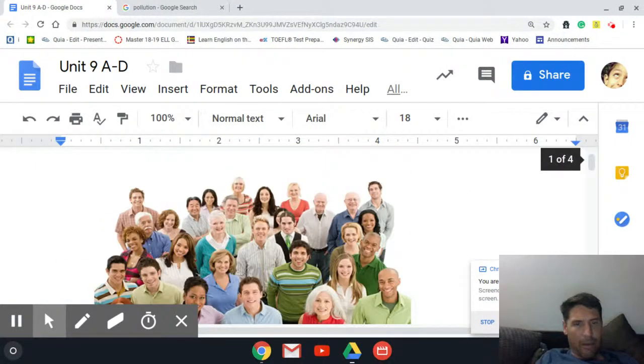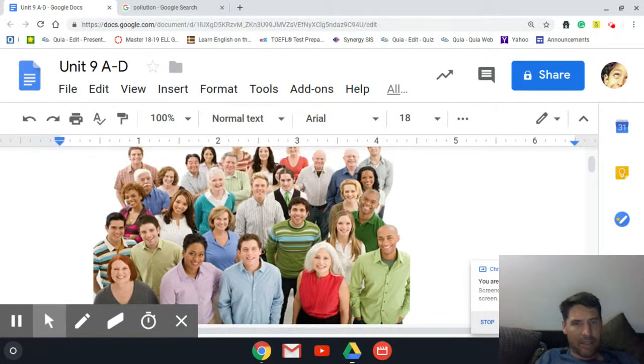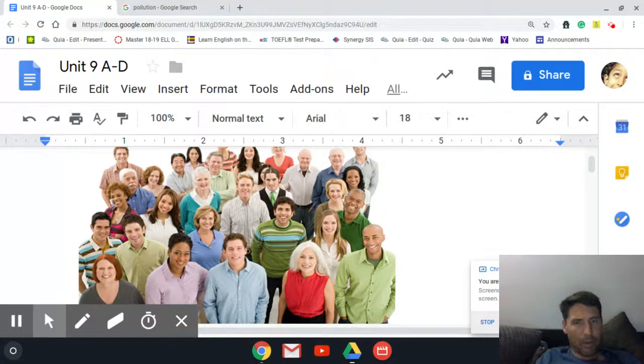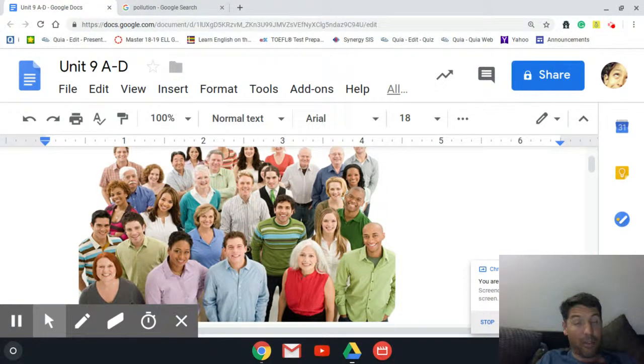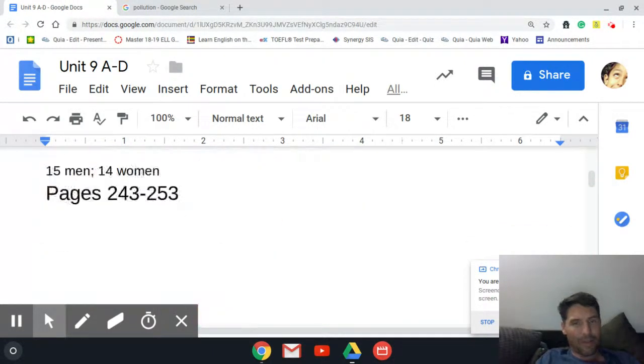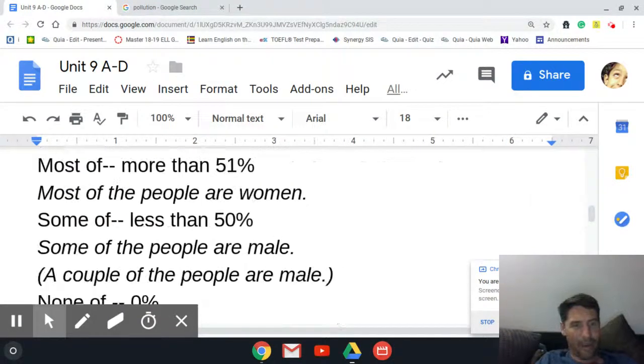Okay, but if we look at a picture like this, we said most of the people are men, so therefore, some of the people are not men. What are they? Women.